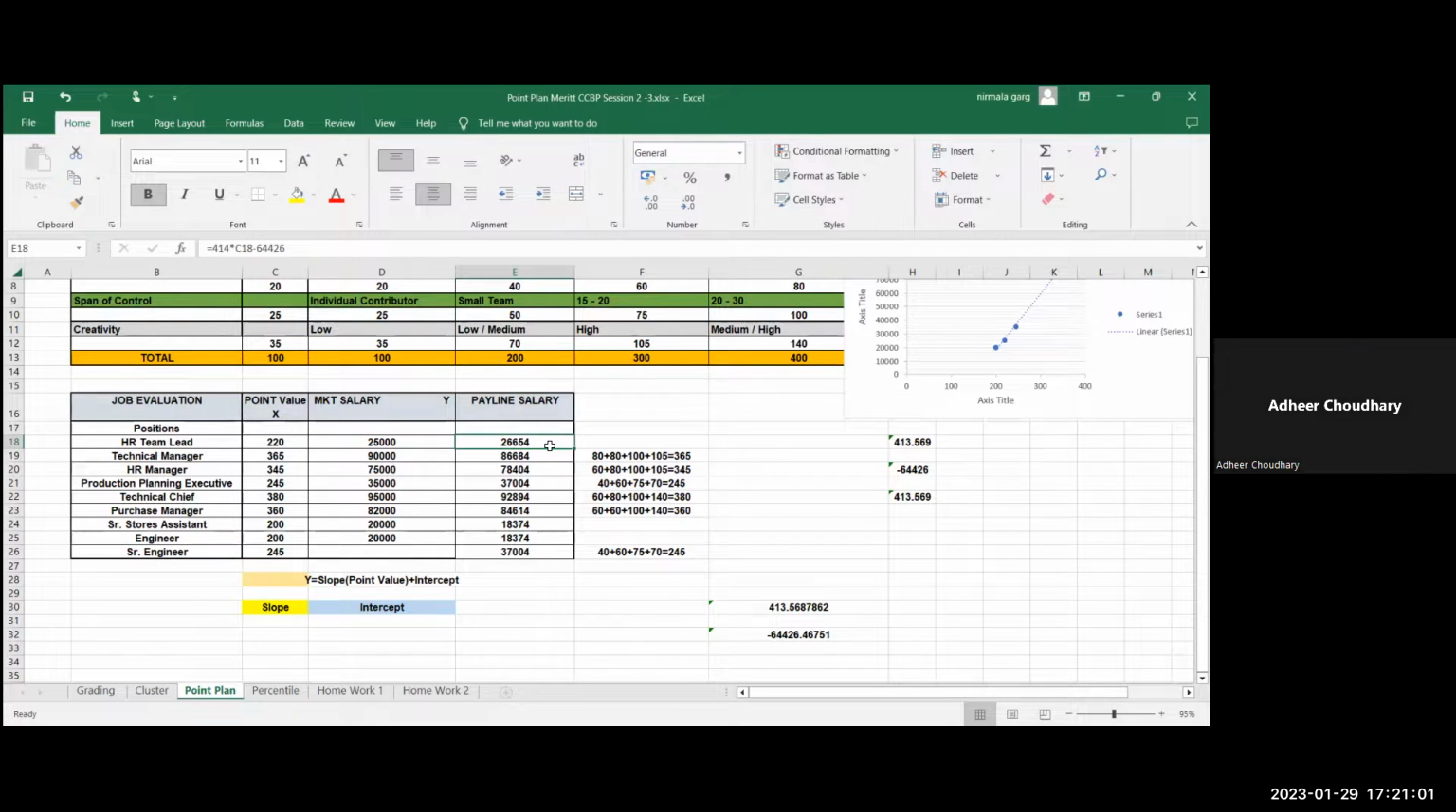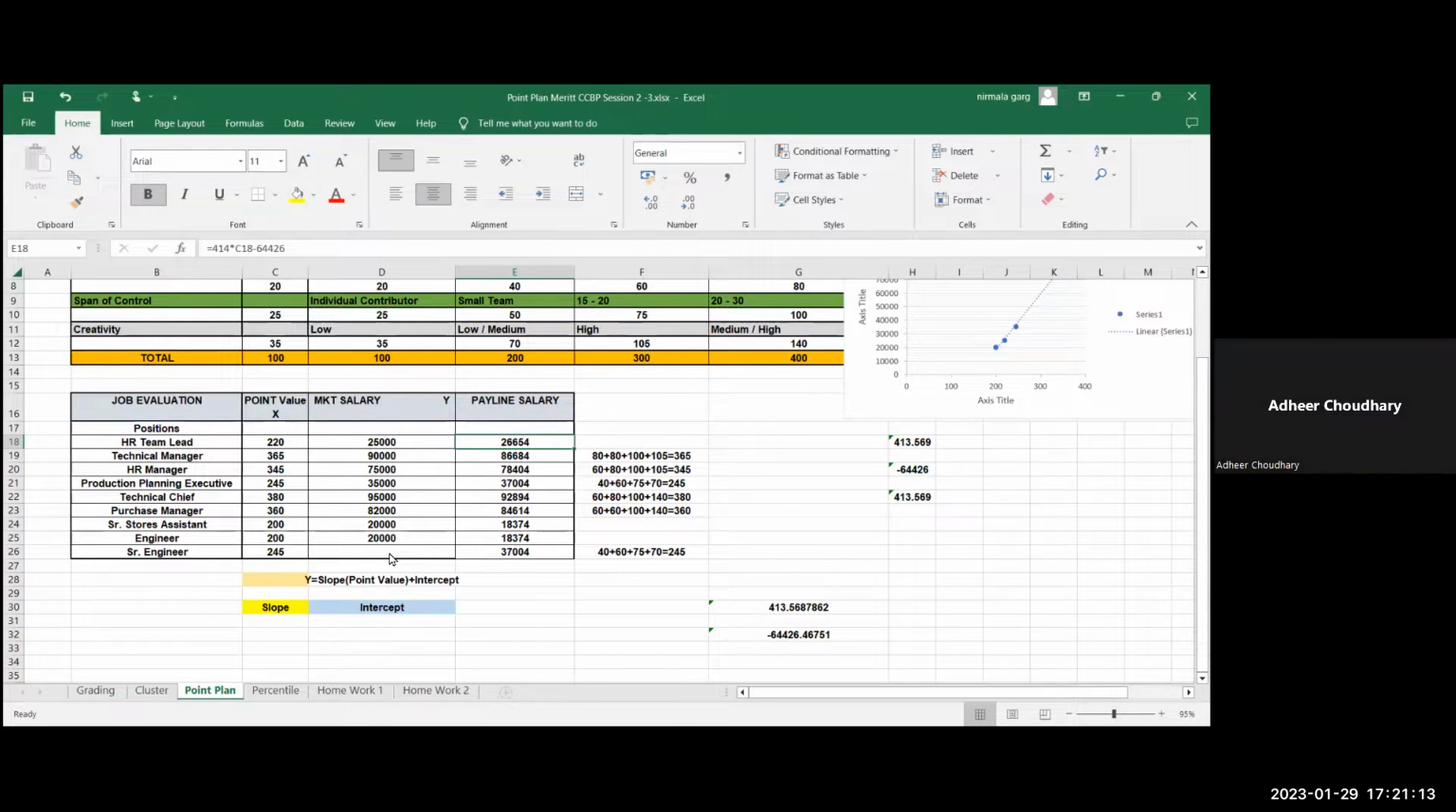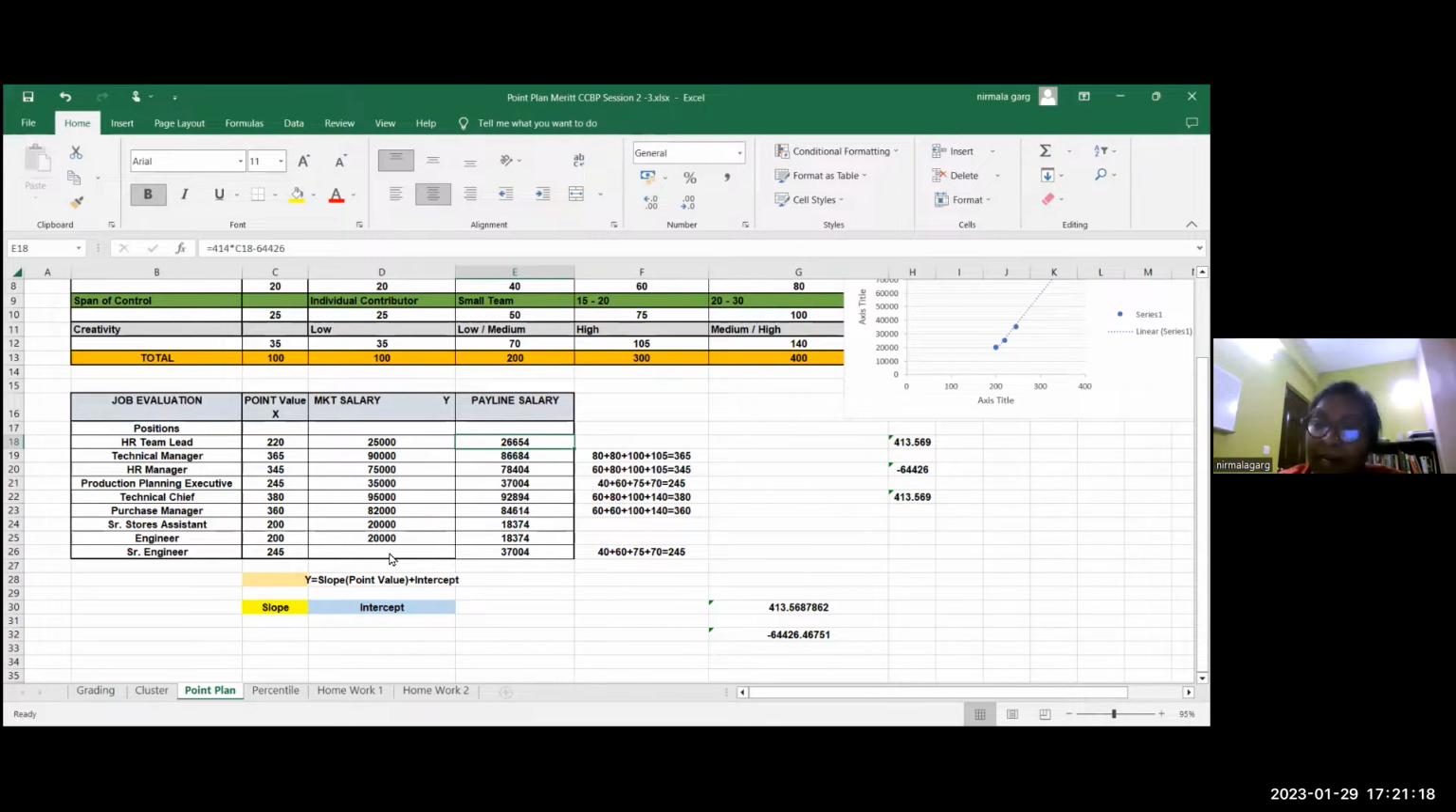26,654. Now you may say, ma'am, but you have not got the market salary for senior engineer. Please listen to me carefully. In your organization, for 60 positions you can always get market data, but it's a unique organization where 5 to 10% of the jobs are unique and you cannot get market data. You cannot benchmark with any position. Then in such a case, what will you do? So there will be a position called senior engineer, where you will calculate the point value, but you don't need market data.